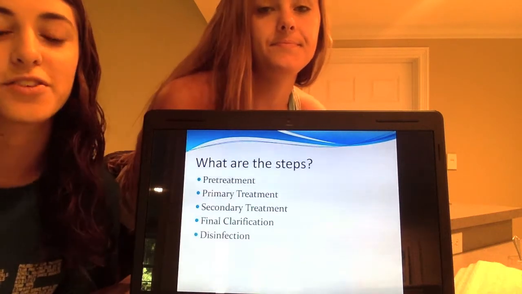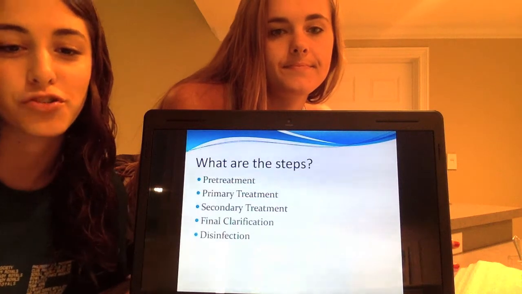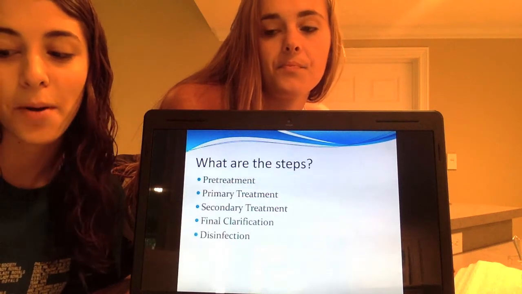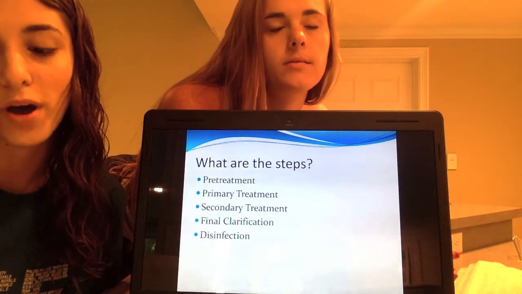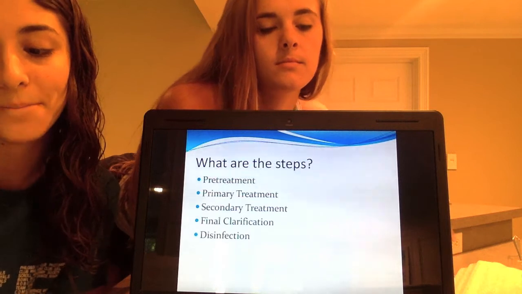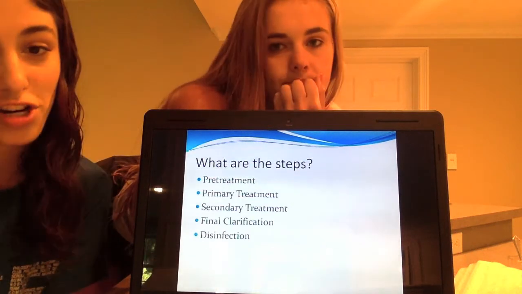Then we asked her what the steps are so we could compare them to the steps we learned through the book. We learned that pre-treatment is where the paper, plastic, and grit get removed. And then the primary treatment is what reduces the solids and the BOD, which is the biochemical oxygen demand, for the aeration in phase 3.